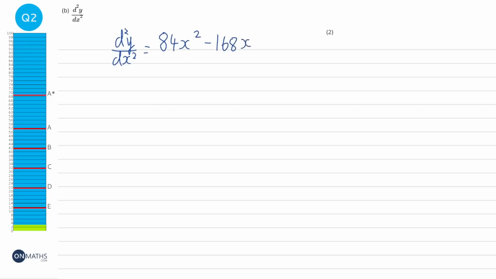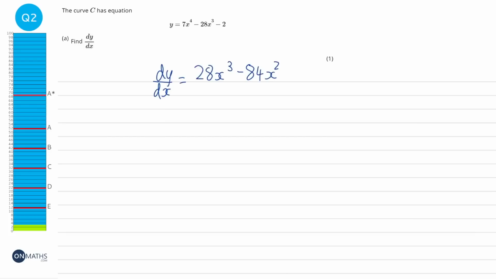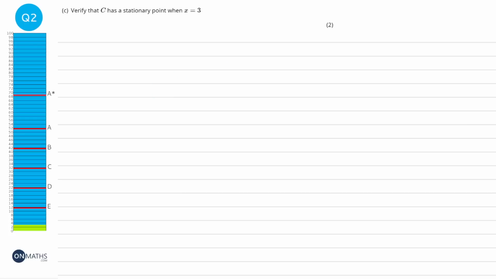To verify that C has a stationary point at x equals 3, we just need to substitute in 3 into our differential equation from part A, which is the 28x cubed minus 84x squared. And if it equals 0, it must be a stationary point.